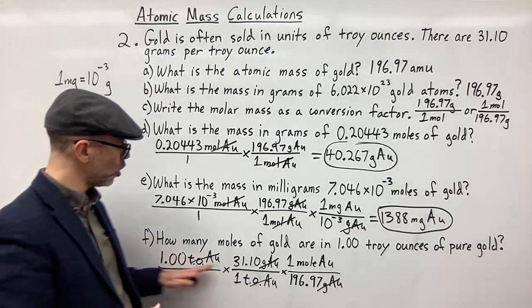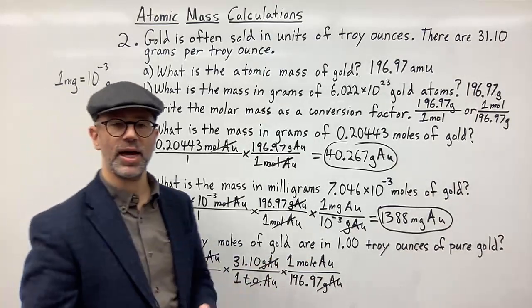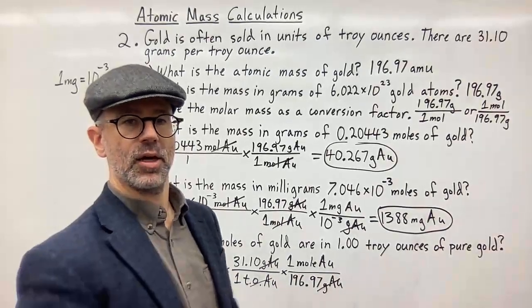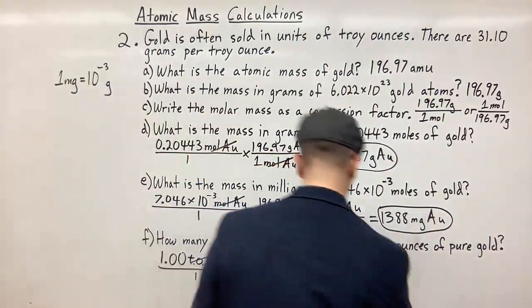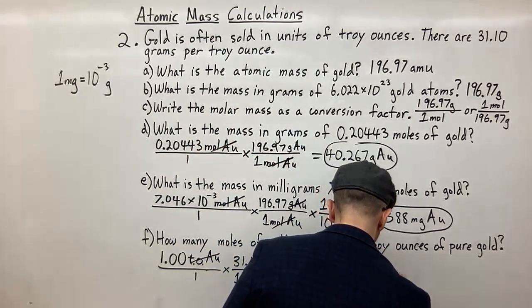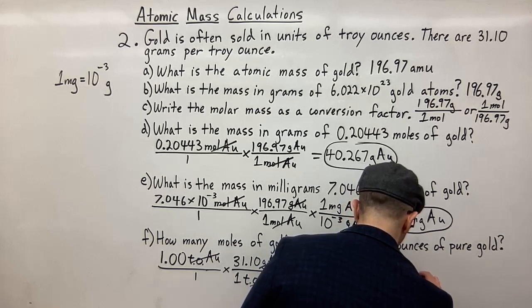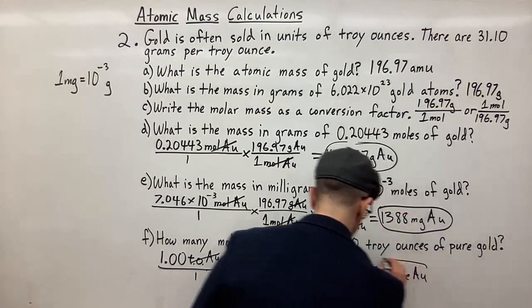All I need to do is multiply by everything on the top, divide by everything on the bottom. And when I do that, I get 0.158 moles of gold.